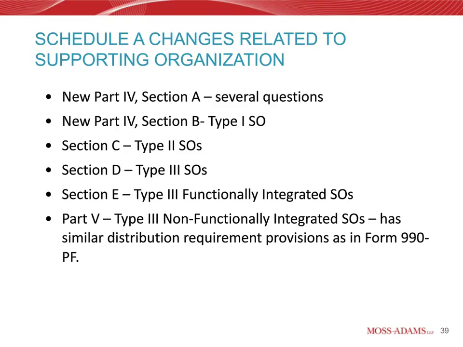And Part 5 has a couple of pages that looks very similar to a Form 990 PF, and it has similar distribution requirement provisions as in that form. So you'll see quite a few similarities between that particular section and part of the Schedule A and a 990 PF. So just be aware, lots of questions, several more disclosures needed than in the past. So those were the largest changes this year.